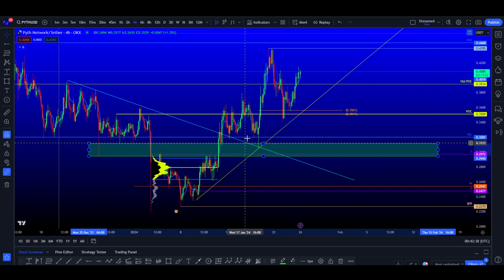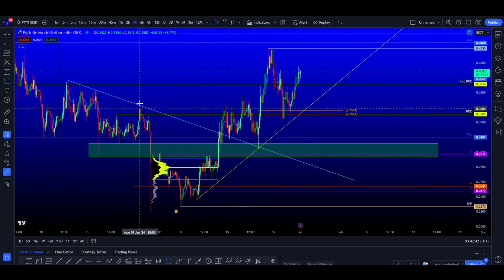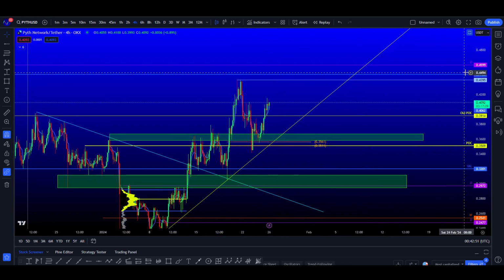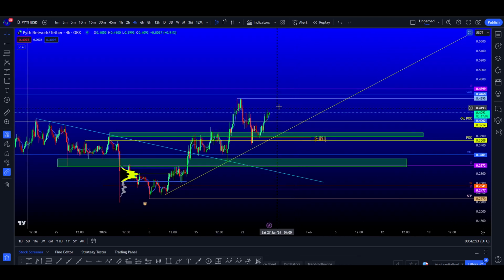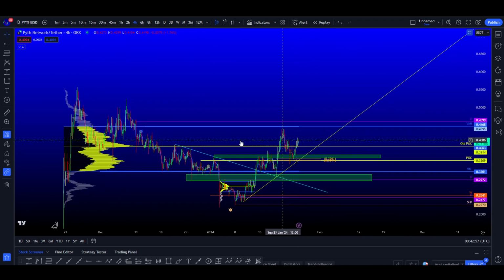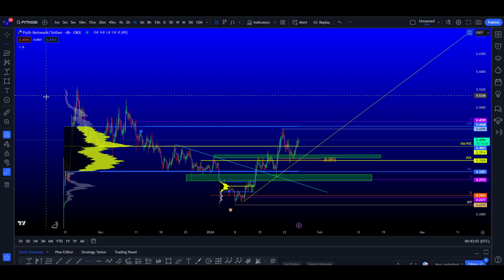Resistance flipped into support, price moves higher, chopped around for a little bit. Resistance flipped to support, price moves higher. It's now chopping around for a little bit more. And what do we have next? Another level up here, right? So what do we think might happen one more time to then challenge these highs?